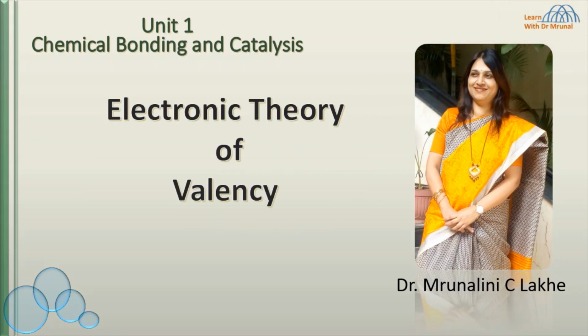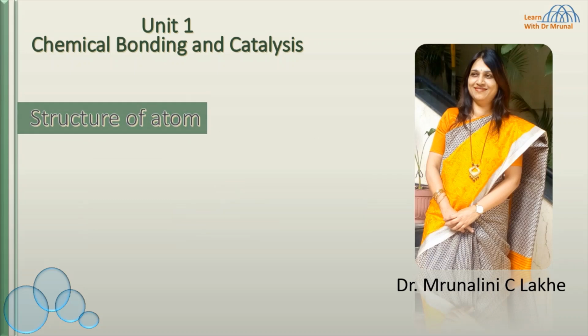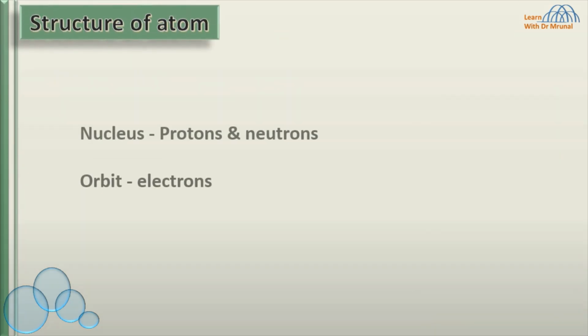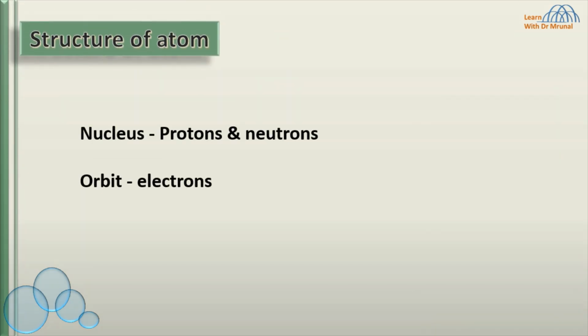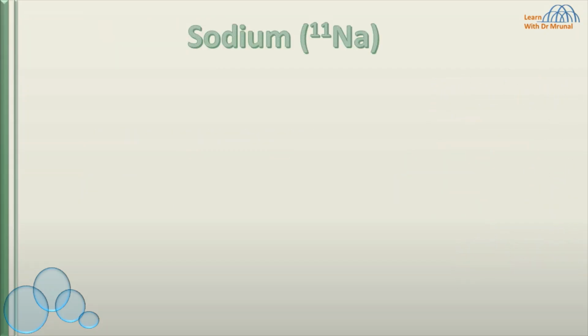In this video, you will learn about electronic theory of valency. Before that, we will quickly revise about the structure of atom. Atom is made up of some fundamental particles like protons, neutrons and electrons. Protons and neutrons are present inside the nucleus while electrons are revolving around the nucleus in a circular path called orbit or shell. Let us take the example of sodium.